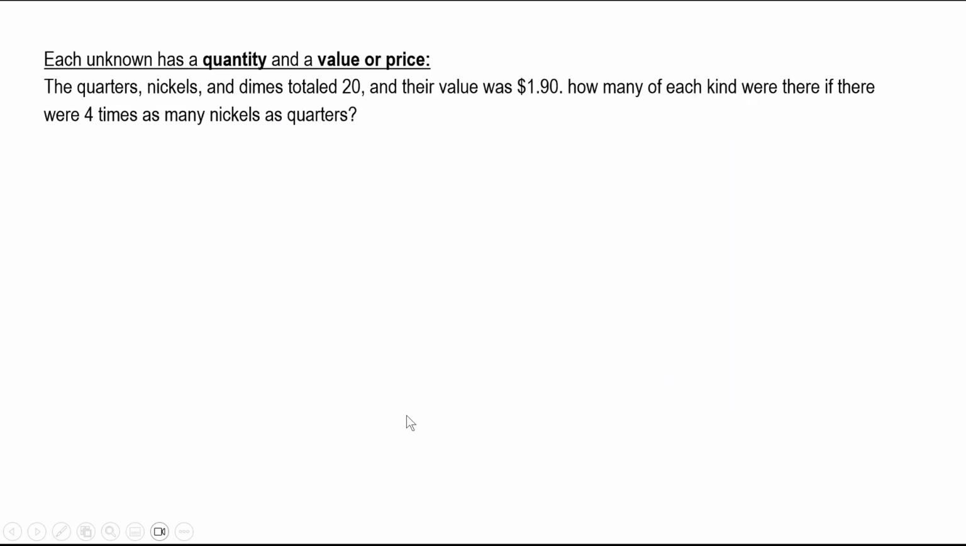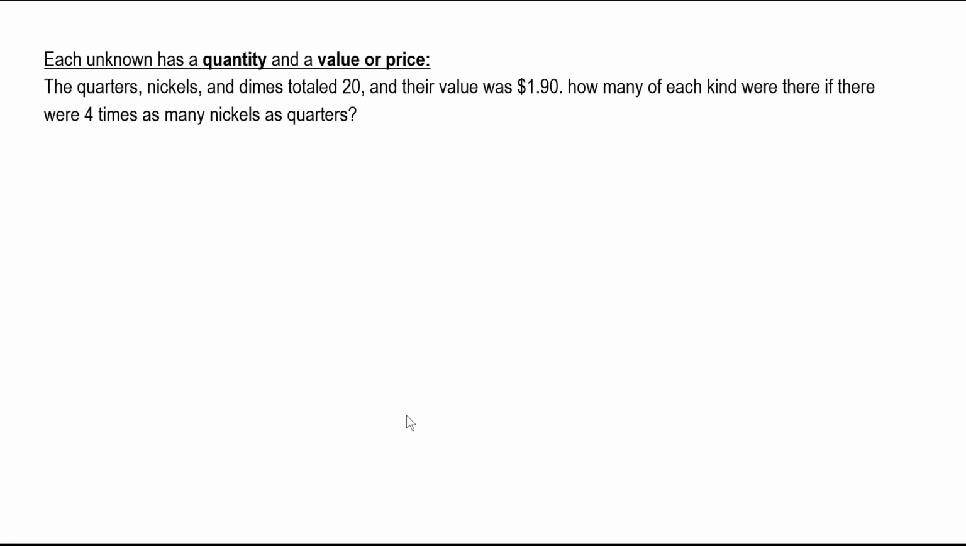Moving on. Okay, in this kind of problem, each quantity that we're looking for has a number, however many there are, and it also has a value. So we're going to write 2 equations. One will be about how many of the thing we have, and the second equation will be about how much those things are worth. So we have quarters, nickels, and dimes. Quarters are worth 25 cents, nickels are worth 5 cents, and dimes are worth 10 cents.